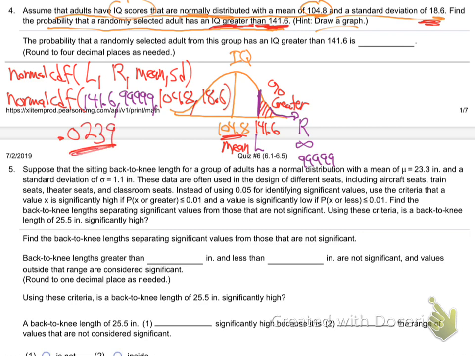0.0239. That's a 2% chance. So if you grab somebody at random, I'll put it up here, 0.0239. That means if you grab somebody at random, the chance their IQ score is going to be greater than 141.6 is only a 2%. 2.39% chance. Very few people have an IQ score that high because the middle is the 104.8, and so very few have an IQ score higher than 141.6.